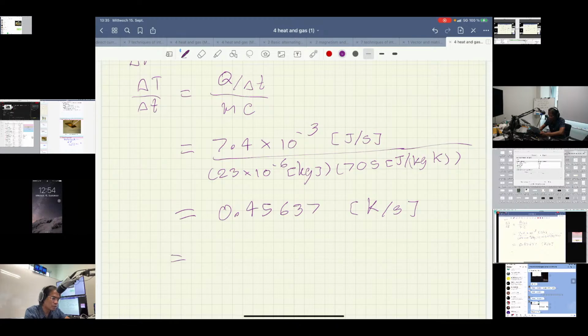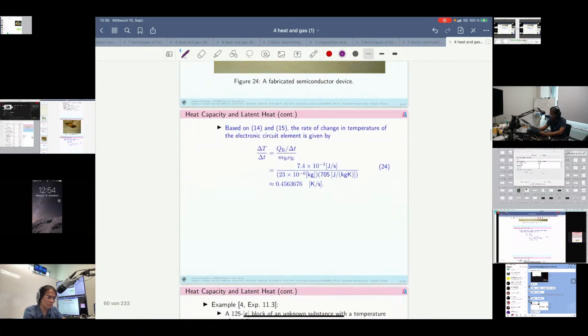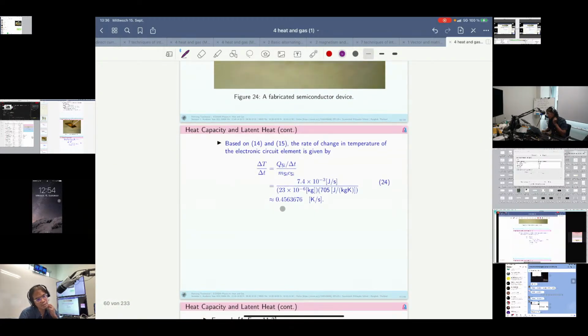Or you can also say that it's in degrees Celsius: 0.45637 degrees Celsius per second. All right, I'm not sure whether it's correct or not. Yeah, the same thing here. It's not so difficult, right?